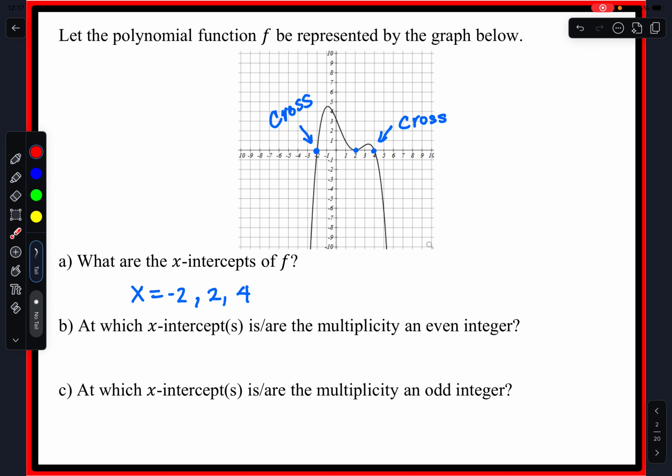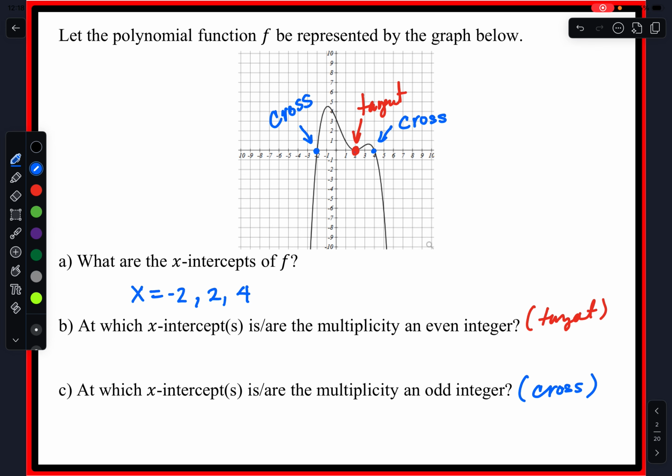And because this 0 here is tangent, this is the only one that's tangent, the one right here in red, that intercept, that 0, is going to have an even multiplicity. So to determine where the graph has an even integer as a multiplicity, we're looking for when the graph is tangent, and an odd multiplicity means that the graph is going to cross the axis at those values.